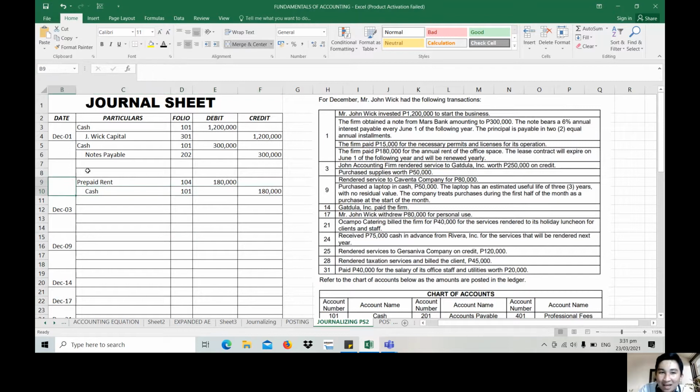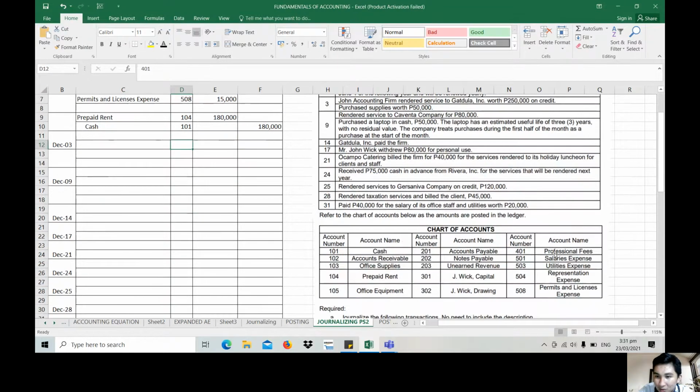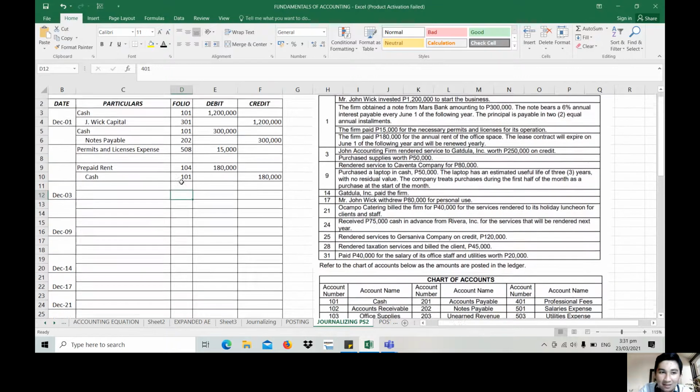Cash. Okay, next is the firm paid necessary permits and licenses for its operation. Nakaligtaan pala natin to. Mas nauna pala dapat si permits. Okay, nagbayad tayo dito ng permits and licenses. So debit, this is an expense. Okay, debit, permits and licenses expense as shown in your chart of accounts.